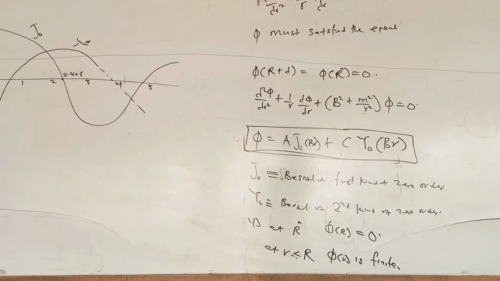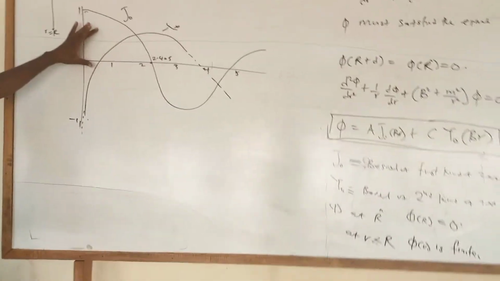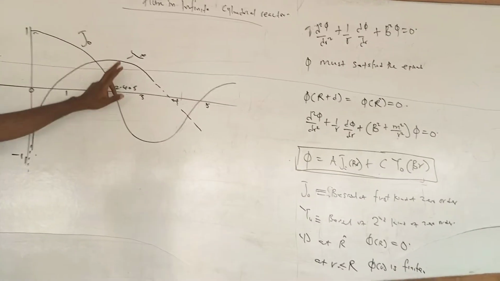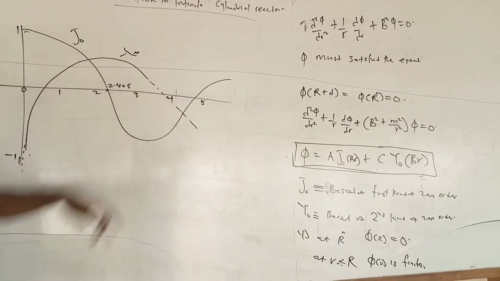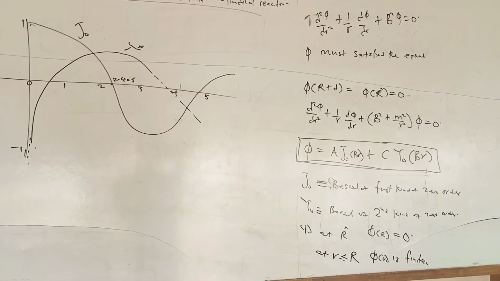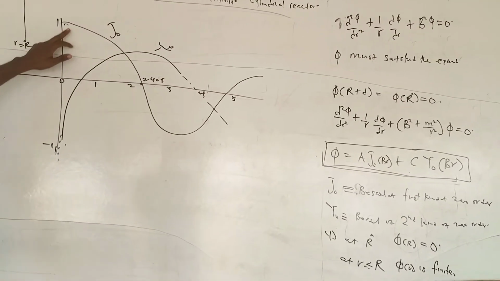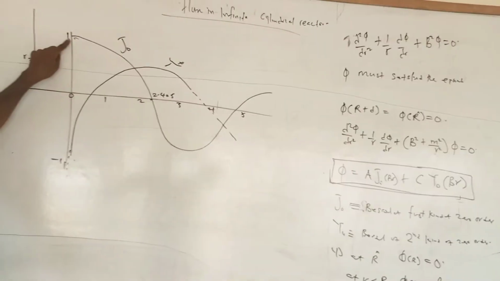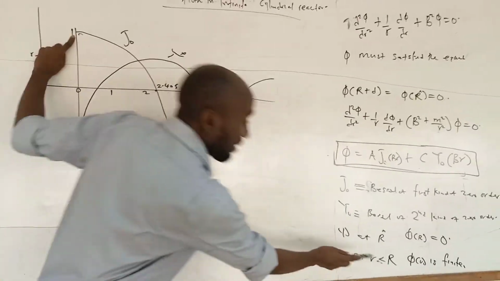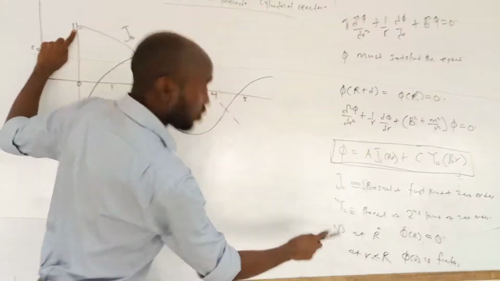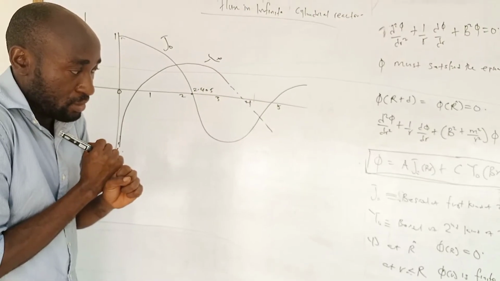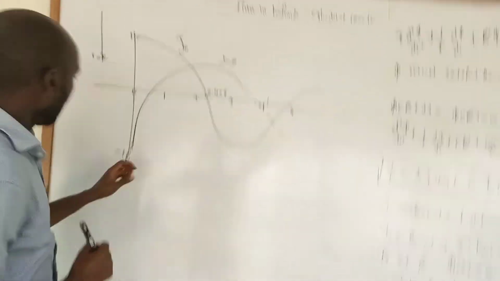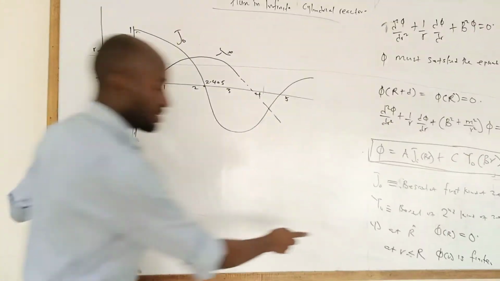Okay? Now, here is the graph of the Bessel function of the first kind of zero order and the Bessel function of the second kind of zero order. You can see something. If we take the Bessel function of the first kind at x equals 0, you can see that it is 1. That means it still satisfies what we want here. Now we take the second one at this point. Does it satisfy this one?